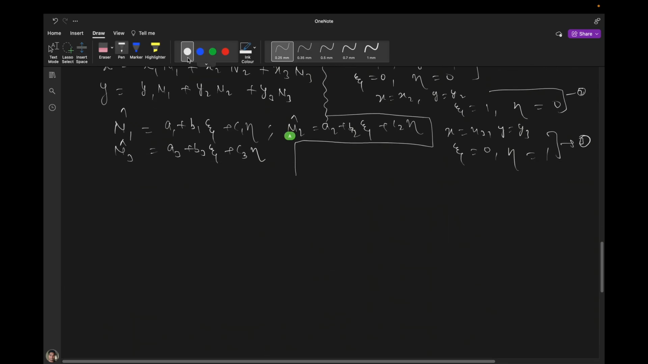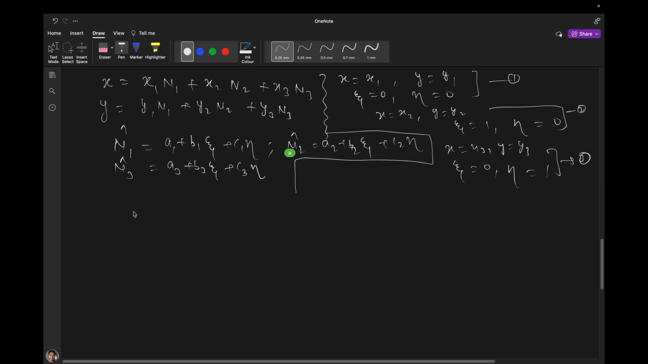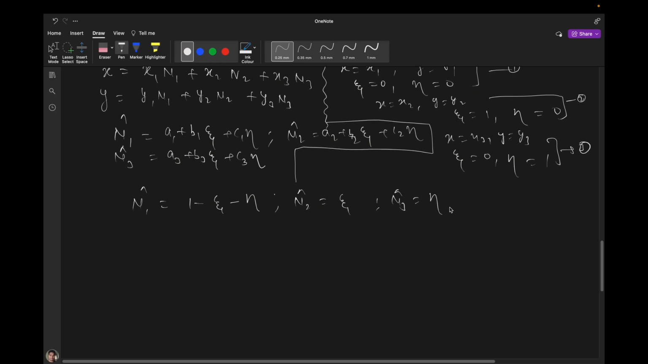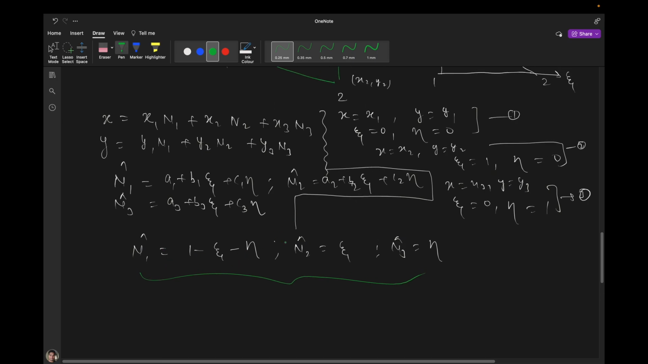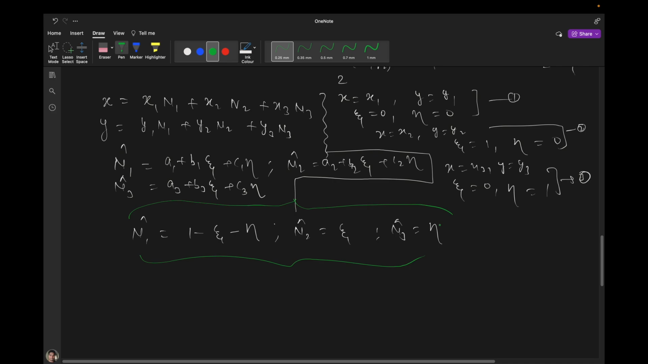So after solving equations 1, 2, 3, we can easily get N1 hat is 1 minus xi minus eta, N2 hat equal to xi and N3 hat equal to eta. We can clearly verify our solution: when you substitute xi equal to 0, eta equal to 0, then clearly N1 becomes 1 and all other shape functions become 0, so x becomes x1 and y becomes y1. So this is the solution. This is the shape function we have to use, and this is a linear shape function.